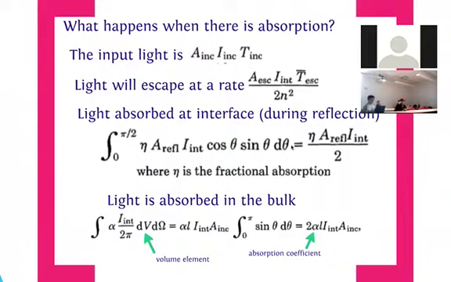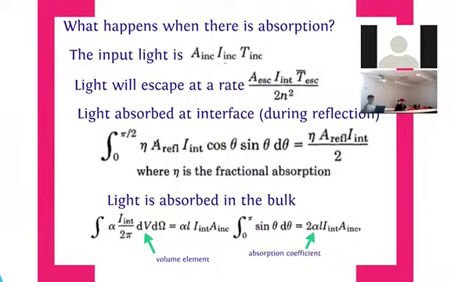Light is absorbed at the interface during the reflection, right? You can assume that some light can be absorbed at the interface, so you have to account for that. That can be computed by simply doing the same integral as before over angles from 0 to 90 degrees. So this is our favorite integral from before, cos theta sin theta d theta, which is basically integrating over all the solid angles multiplied by the intensity per unit solid angle, which is what this expression is.